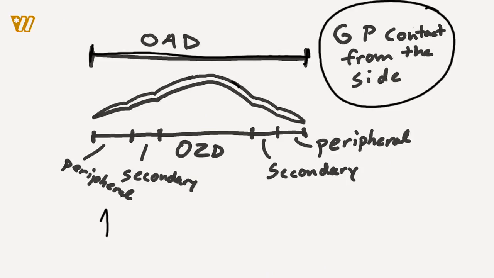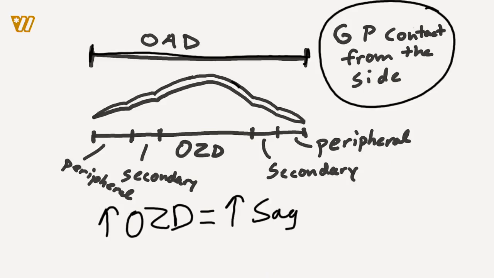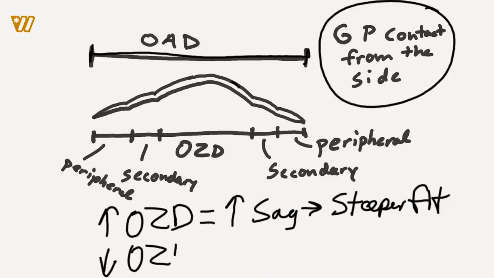Now, remember that whenever we talk about the OZD, there's a relationship between OZD and sag. If we increase the OZD, what is that going to do to sag? That's going to increase the sag, and that's also going to effectively cause the contact lens to become a steeper fit.